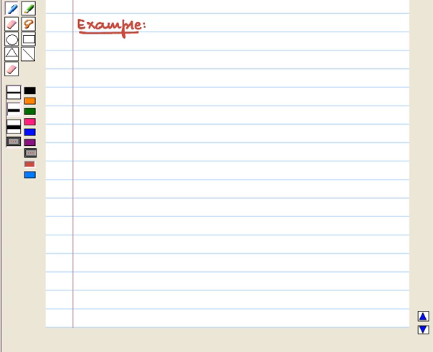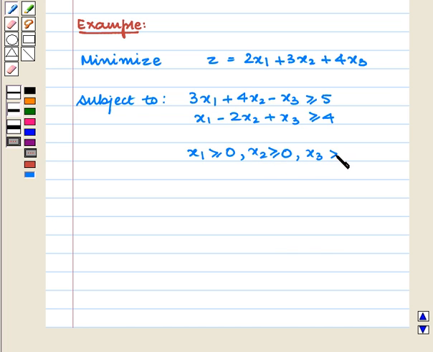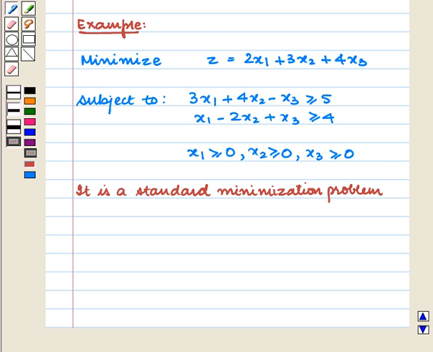Let us consider an example. Minimize z equal to 2x1 plus 3x2 plus 4x3 subject to 3x1 plus 4x2 minus x3 is greater than or equal to 5, x1 minus 2x2 plus x3 is greater than or equal to 4, x1 is greater than or equal to 0, x2 is greater than or equal to 0 and x3 is greater than or equal to 0. It is a standard minimization problem.